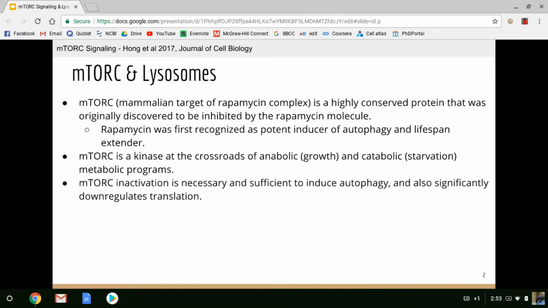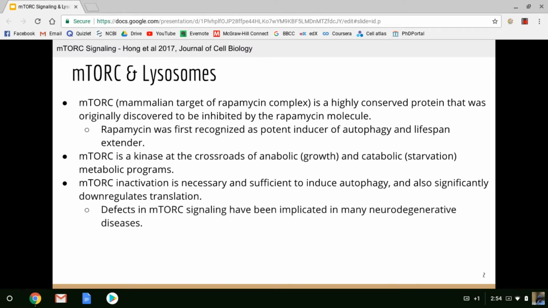mTORC inactivation is necessary and sufficient to induce autophagy. And it also significantly downregulates translation. And the wording here is important. The necessary component means mTORC must be off in order to induce autophagy. And the sufficient component of that sentence means inactivating mTORC alone is enough. It's sufficient to induce autophagy. So being necessary and sufficient to induce autophagy is a pretty big deal.